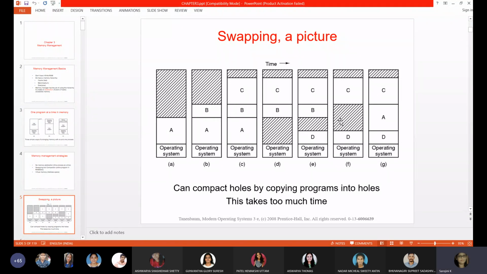Again, process A wants to come. Process A should be executed, but to give space to process D, it was swapped out. So we swapped out process B to the disk, and process A came and occupied the space. This is just an example of swapping. This diagram for swapping you have to draw.